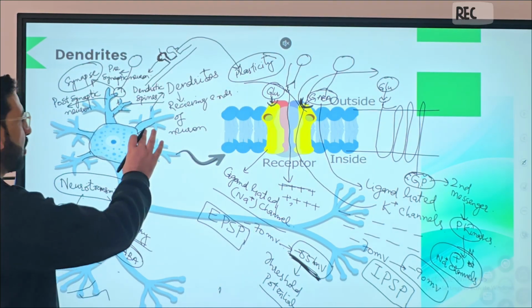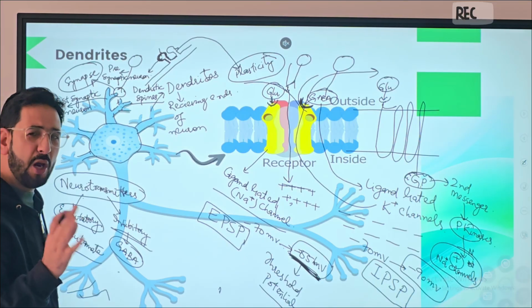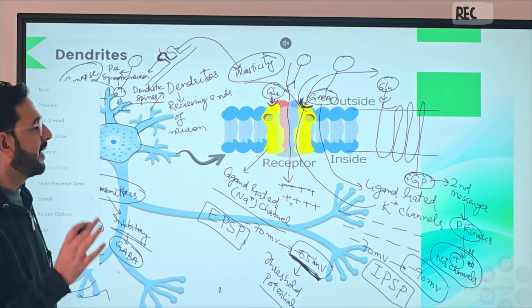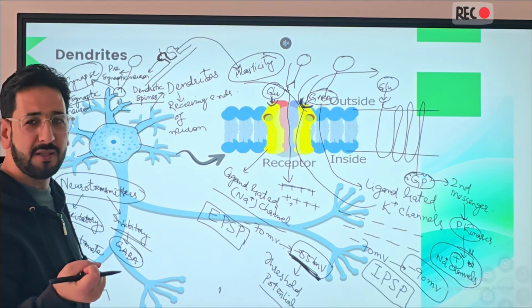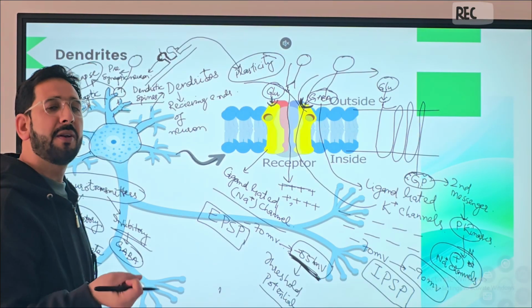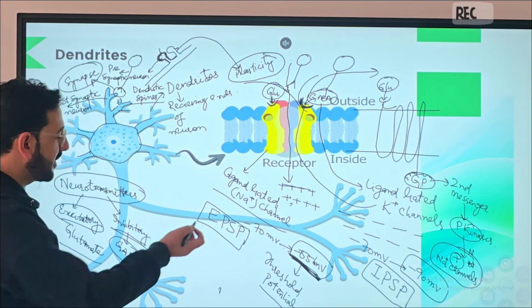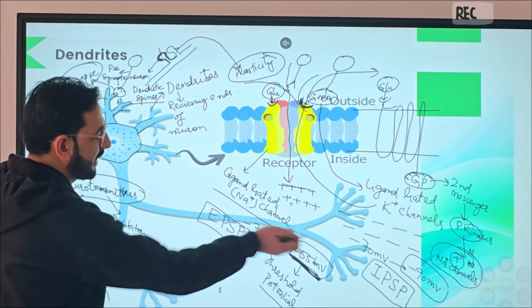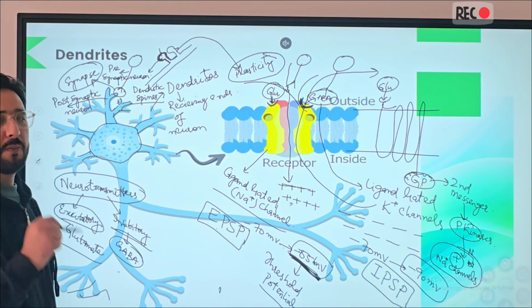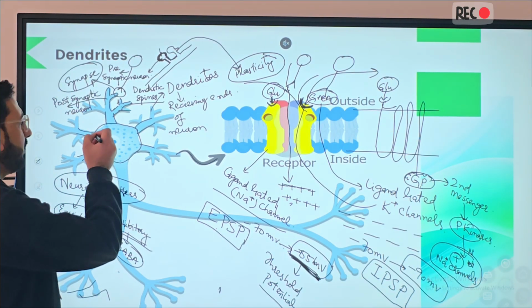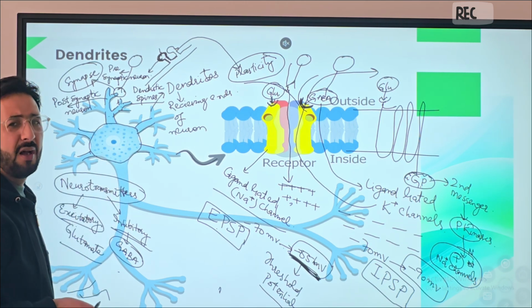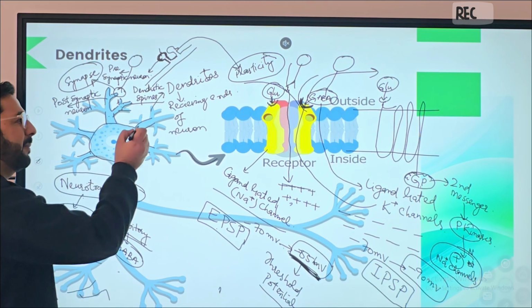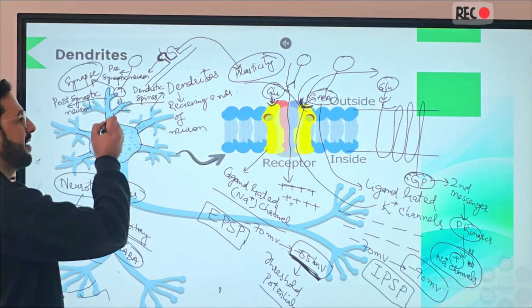So that was all about the dendrites. All you have to know about the dendrites is that they are very important in receiving the impulse from another neuron, and in generating the graded potential, and the graded potential can be EPSP or IPSP. One more important thing, the cytoplasm, the Nissl's granules, the mitochondria, these Nissl's granules can be present in the dendrites as well.